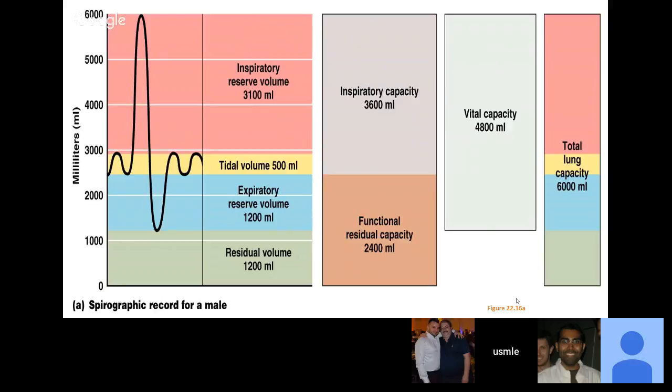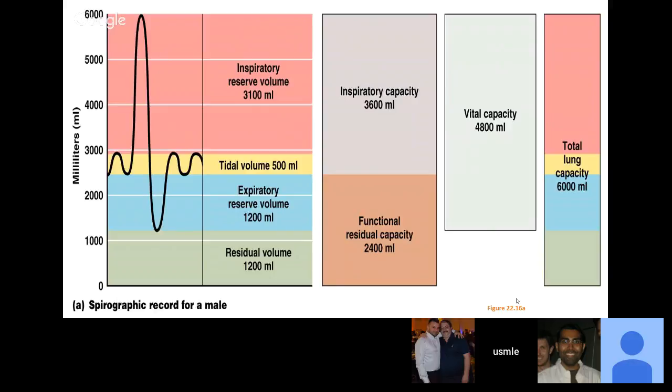And why by forcing it? Because this is the reserve, what is left there but can move. And that is as well 1200. The tidal volume is the air that you breathe in and breathe out without thinking about it. And this is what you are doing right now.